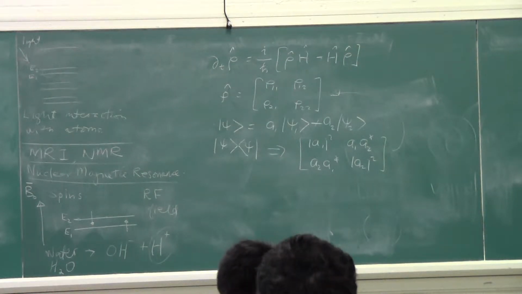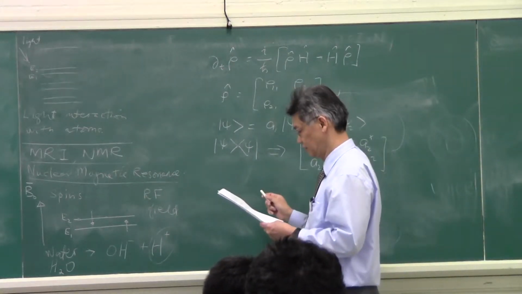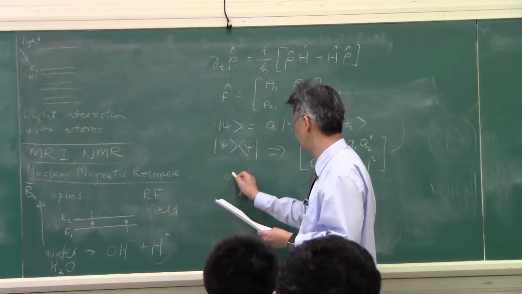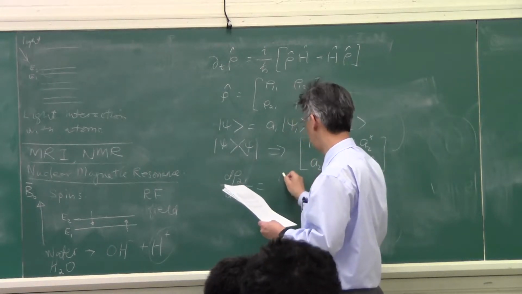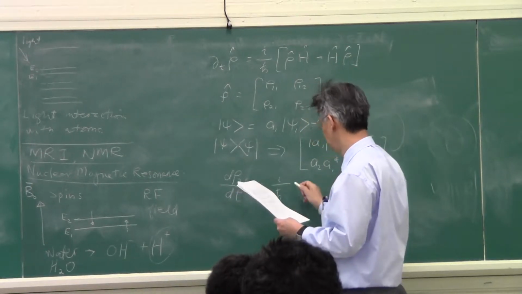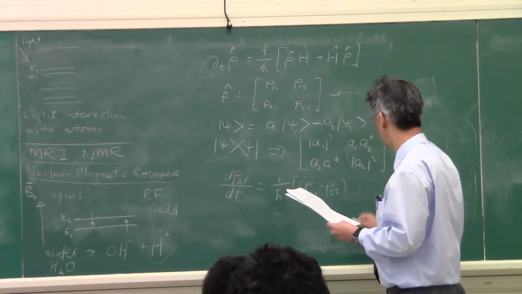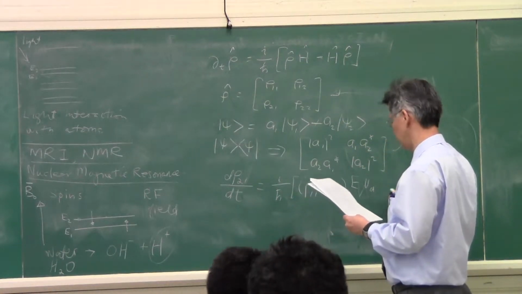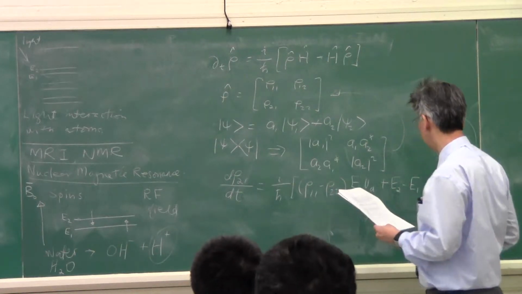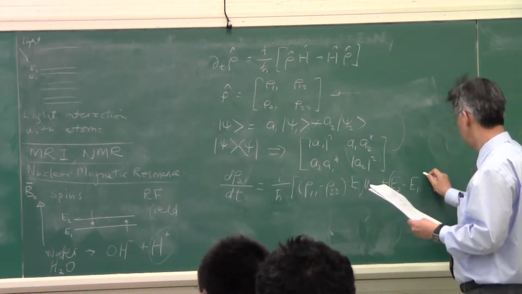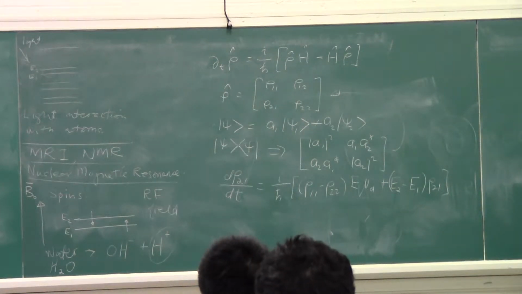And then we see how that system evolved. We went through the algebra and found that the time evolution equations are of this form. The d rho 21 dt is of the form of i over h bar, rho 11 minus rho 22, E mu d, plus E2 minus E1 rho 21. This is what we found for the time evolution equation of rho 21.